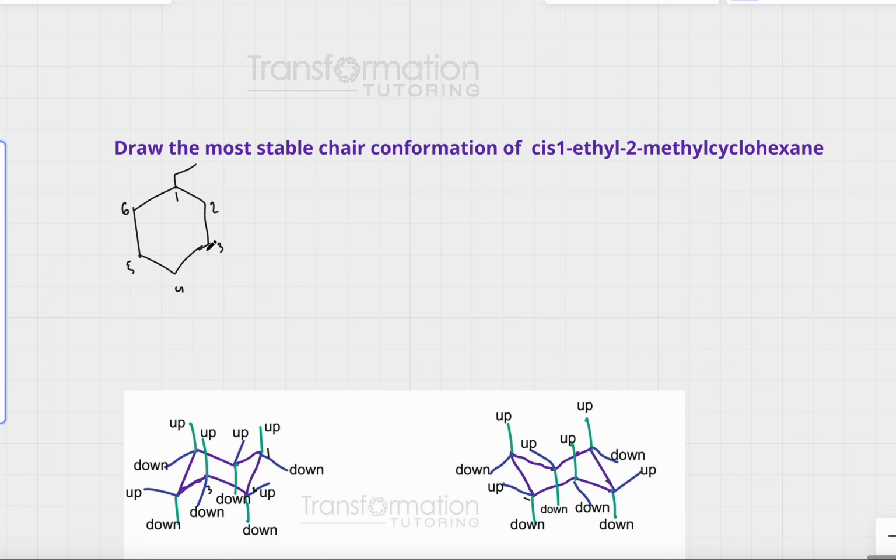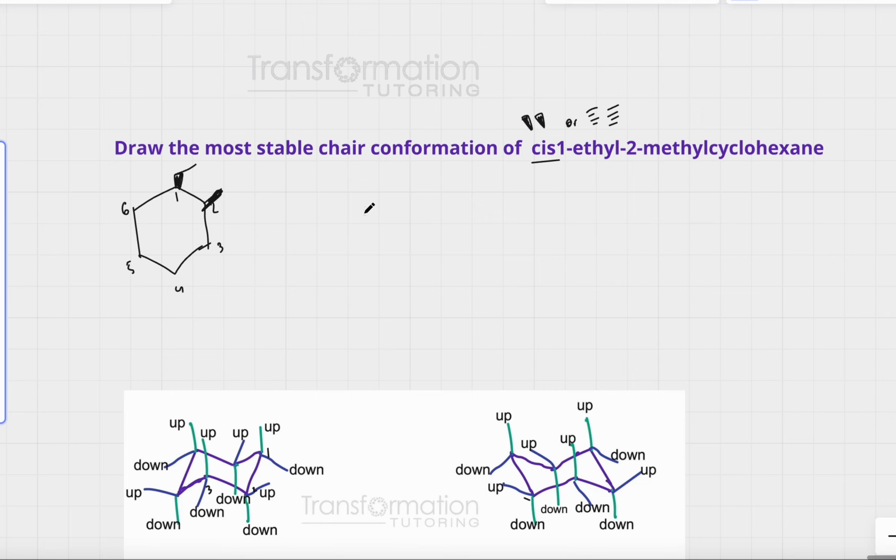Sorry, I did not give myself enough space. And on carbon 2, we have a methyl group. Now, if it says cis, that means you have to draw both groups either on a wedge, or both groups could be on a dash. Up to you. I'm going to go ahead and draw both groups on a wedge.